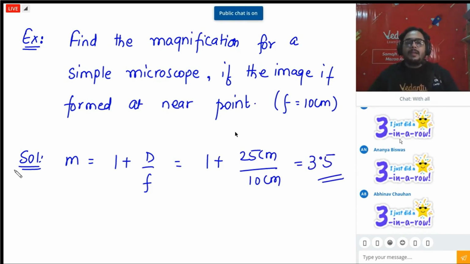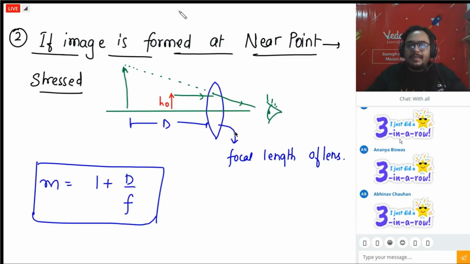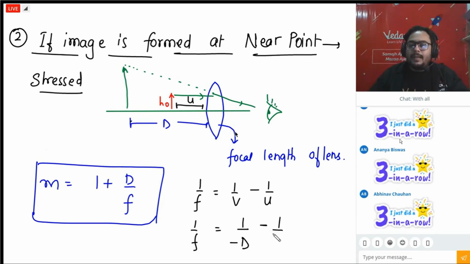Now all those who are thinking about the derivation, it is very easy. Assume the object at a distance of u and apply the formula. 1 by f is 1 by v minus 1 by u. You know this formula, na? So 1 by f will be 1 by v. Where is your image formed? Where is your image formed? It is formed at minus D. Minus 1 by u was your position of object. Chalo, let me derive. If you want the derivation, we can do it. I will do the derivation.